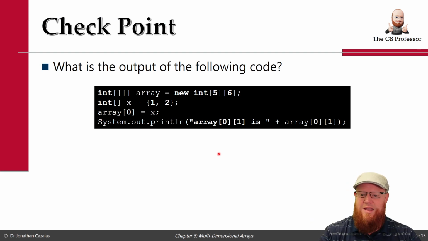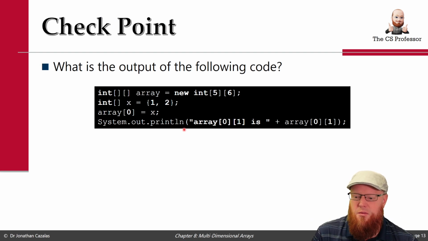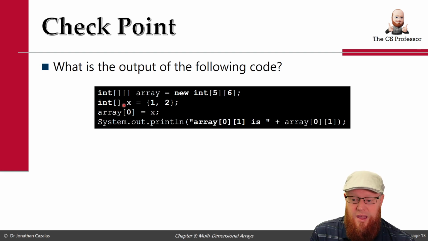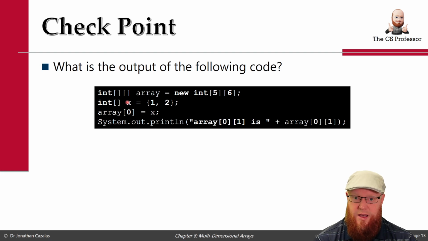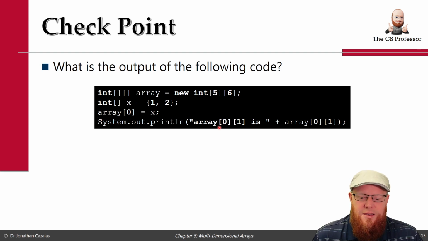So here's a checkpoint. What is the output of the following? int[][] array, so it's a two-dimensional array, equals new int[5][6]. Then we say int[] x equals {1, 2}. So what is x? X is a one-dimensional array. What's contained in x? 2 values, 1 and 2. Now check this out. This is funky. array[0] equals x. And now we want to print array[0][1]. That's funky. Let's take a look at that one and see what's actually happening.